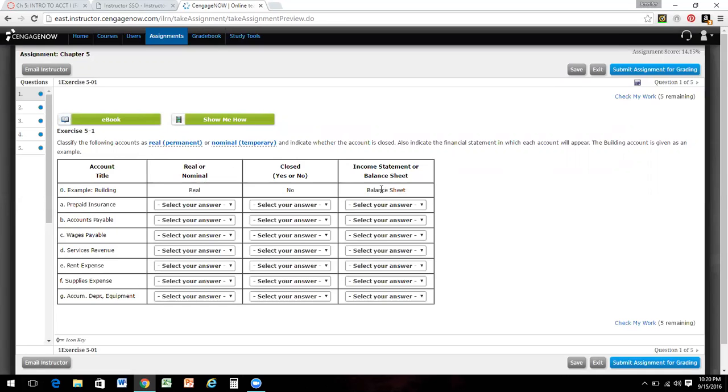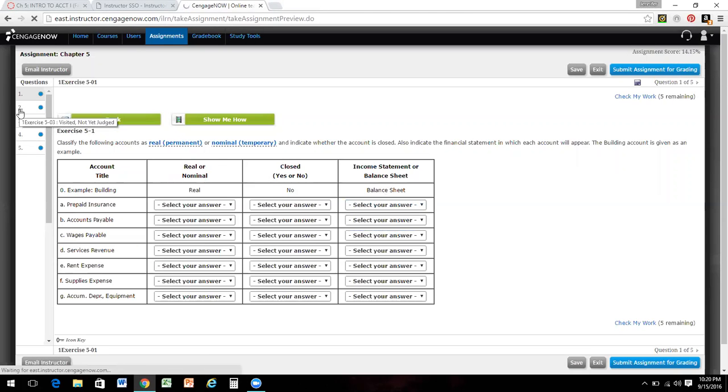And then it wants you to say which statement. So it's either going to be income statement or balance sheet. So you guys work through these. If you can figure out which of the main categories they go into, hopefully by now after chapters 1 through 4, you can determine which statement they're on, and then this part, real or temporary, is the new part.